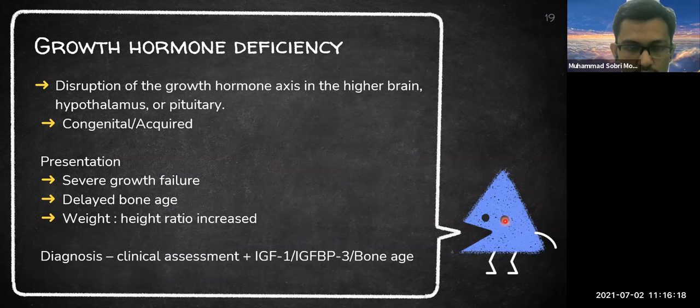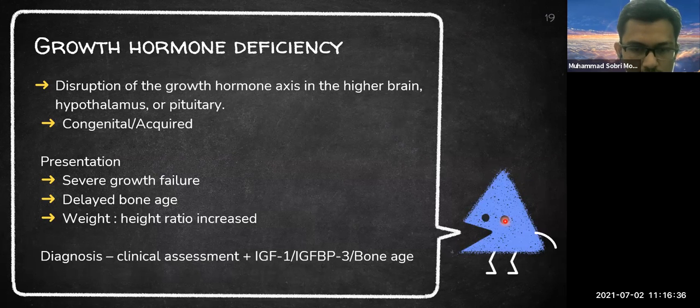However, we know that growth hormone is secreted by the anterior pituitary. So if there is a disruption of growth hormone, it can be in the higher brain, or in the hypothalamus, or the pituitary itself. And the deficiency can be congenital or also acquired.